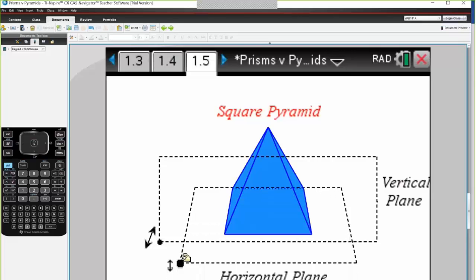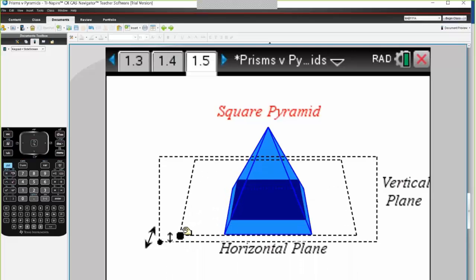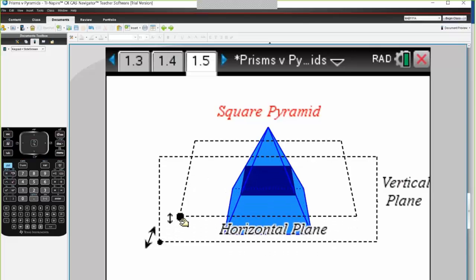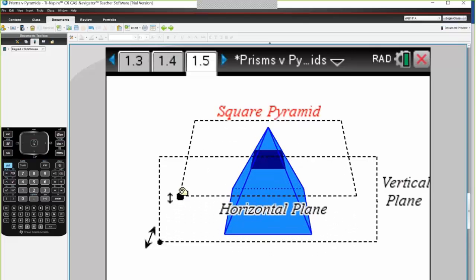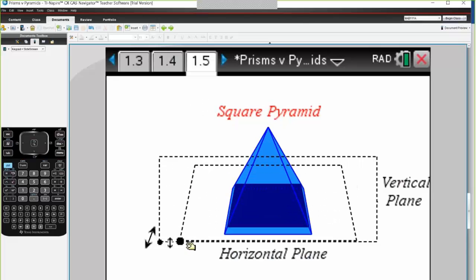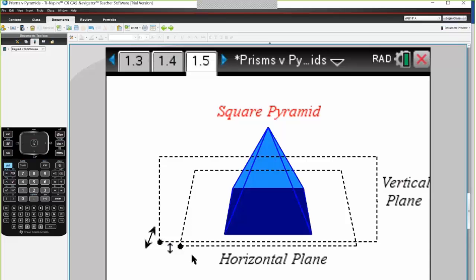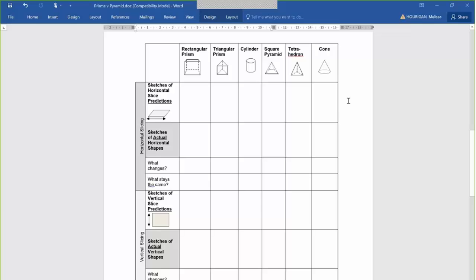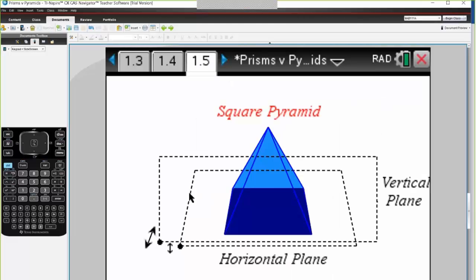And what they should see here is, yes, we start with a square, but what we do notice is it does get smaller and smaller. So with a pyramid, because it's coming to a point at the top, we don't have that consistent or regular cross-section. And so they investigated that by predicting. They sketched the actual as we went through it, and then they wrote down what changes, what stays the same. So that led us again to the discussions afterwards, looking both at horizontal cuts.